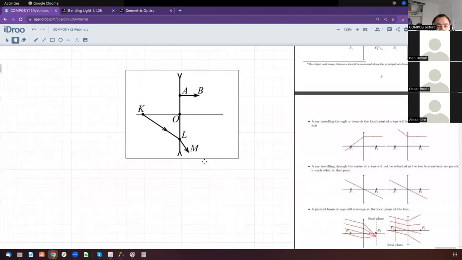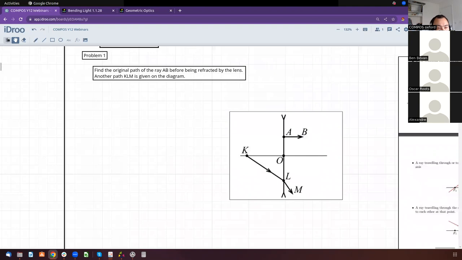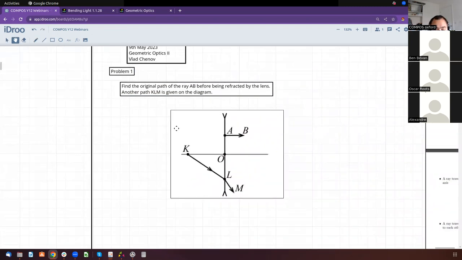Right. So let's have a look at this. Find the original path of the ray AB before being refracted by the lens. Another path, KLM, is given on the diagram.